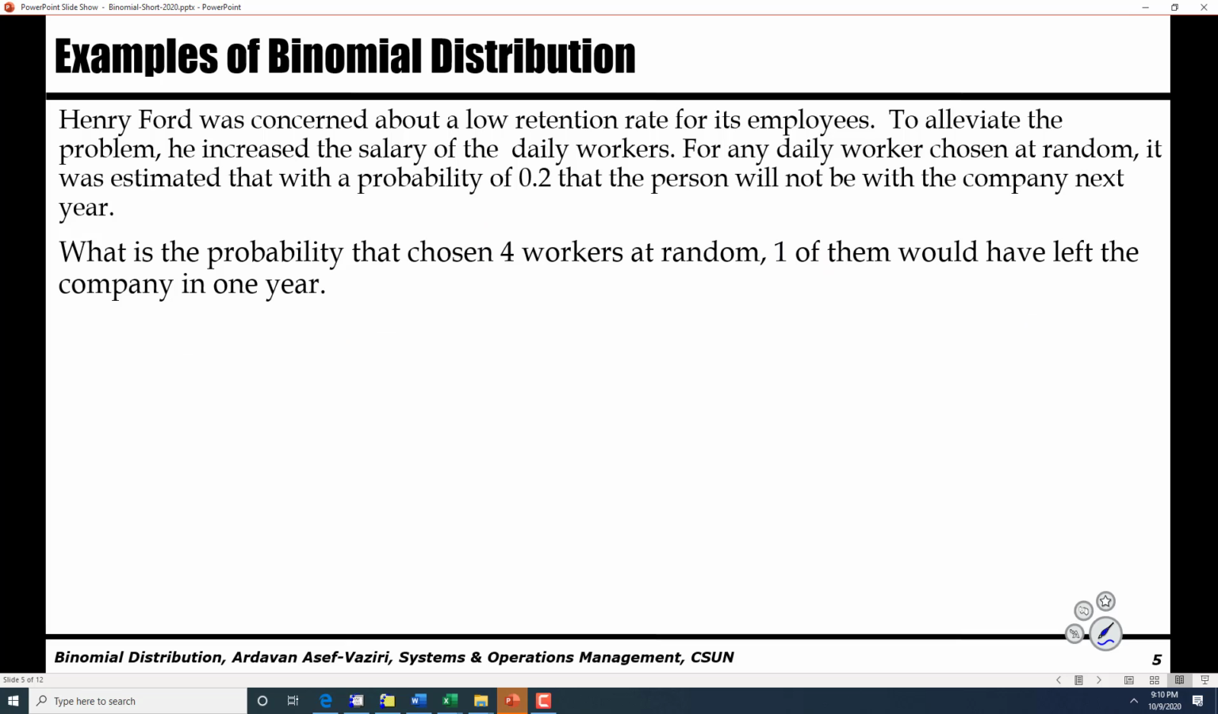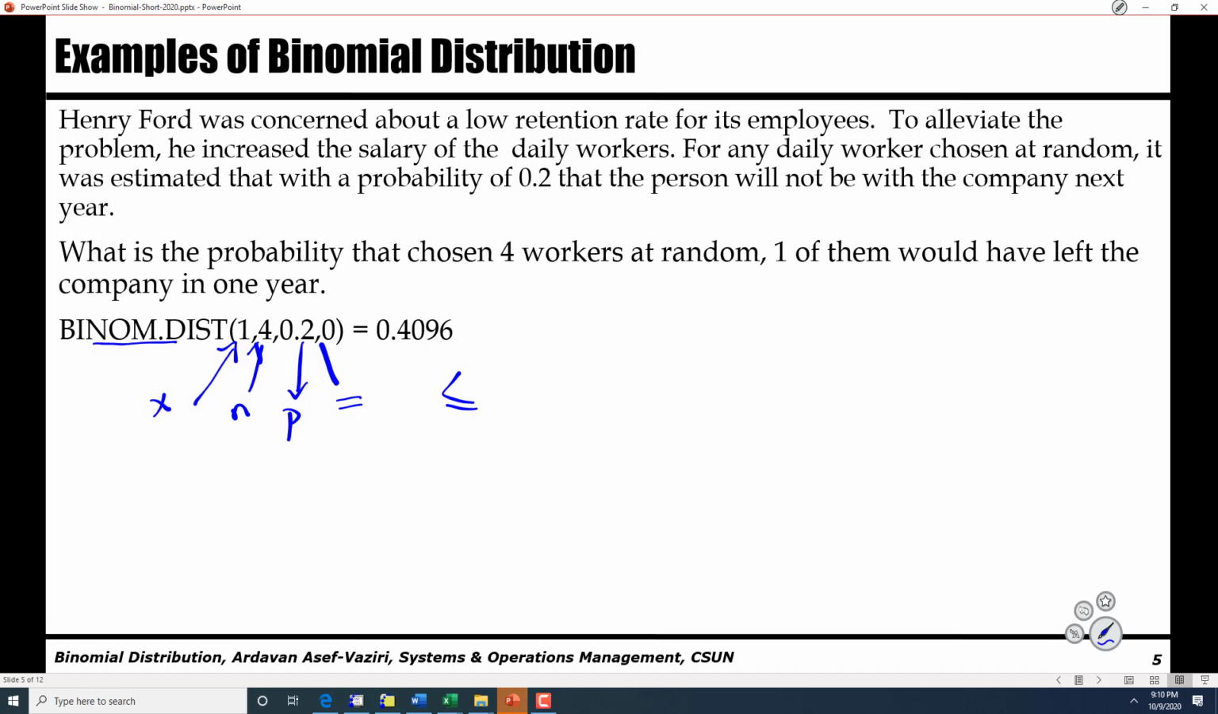Quite straightforward. Use binomial distribution. This is x, this is n, this is p, and this is equal, not less than or equal. And if you put it into the formula, that is the answer.